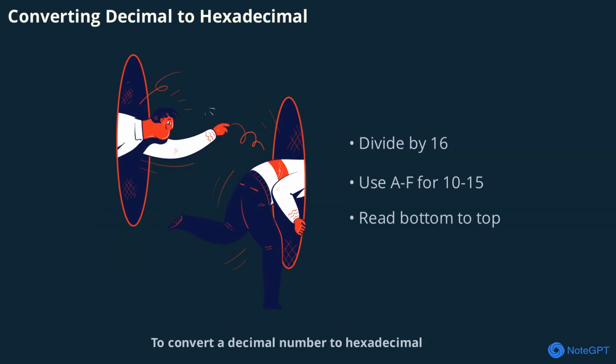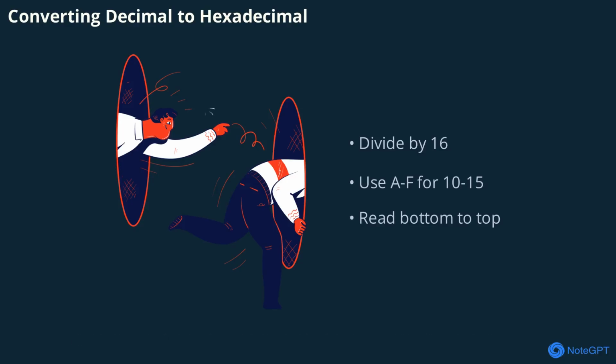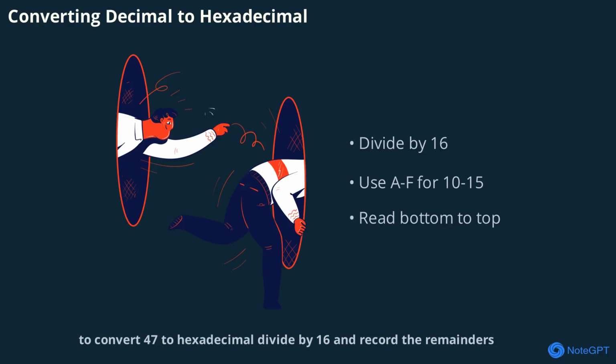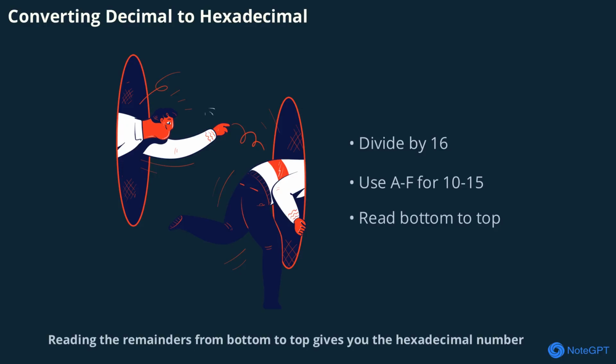To convert a decimal number to hexadecimal, divide the number by 16 and keep track of the remainders. For example, to convert 47 to hexadecimal, divide by 16 and record the remainders. Use the letters A to F for remainders 10 to 15. Reading the remainders from bottom to top gives you the hexadecimal number. This process is useful in computer science and programming.